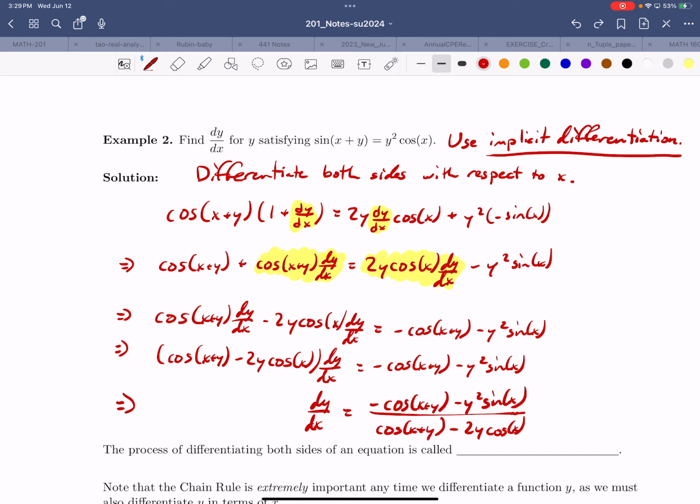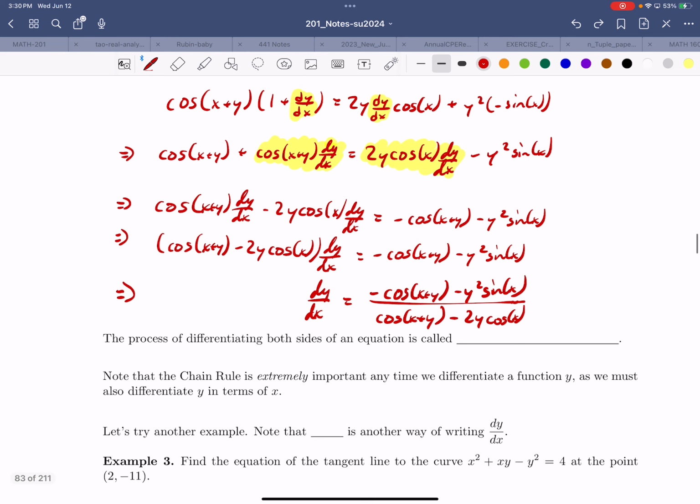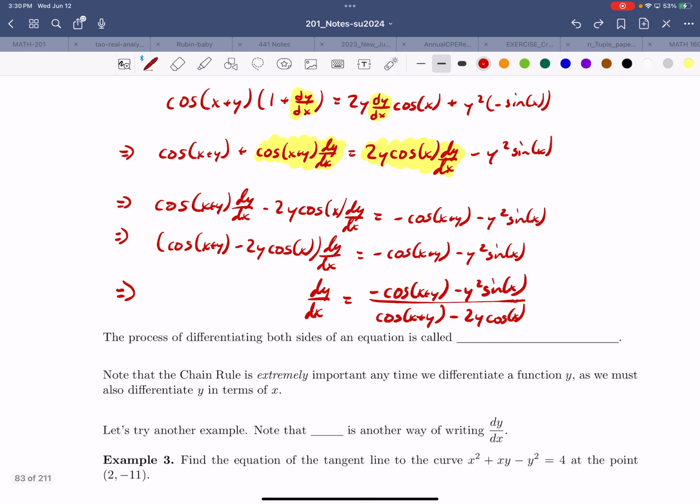And if we wanted to know the slope of the tangent line at any point x comma y, then we would plug in x comma y for x and y into this expression, and we would get a number, and that would be our answer. And the process of differentiating both sides of an equation, again, is called implicit differentiation.